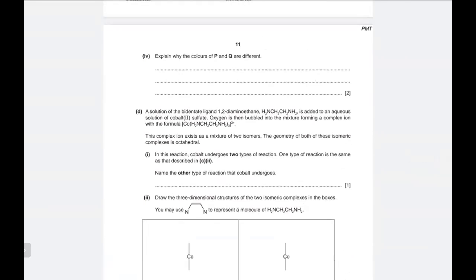Solution of the bidentate ligand 1,2-diaminoethane. Bidentate means the same ligand supplies 2 electron pairs to the central metal. Bidentate. Octahedral.